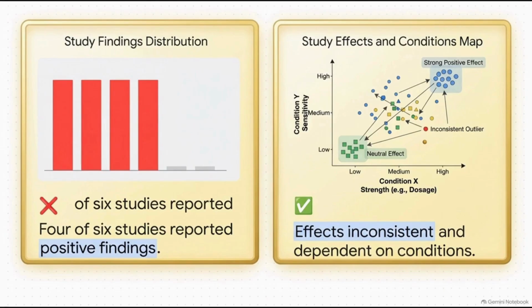Now listen to conclusion B. Effects are inconsistent and dependent on organizational conditions. Confidence in a universal effect is limited. Okay, yeah, it's definitely less dramatic and a whole lot more cautious. But by incorporating context, accounting for methodology, and actually preserving our uncertainty, conclusion B is profoundly more defensible.